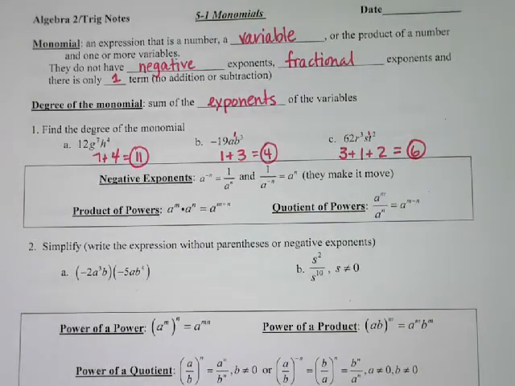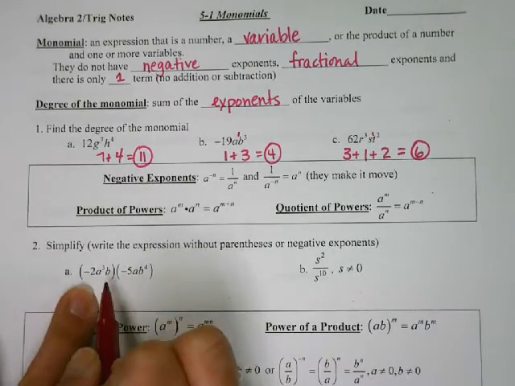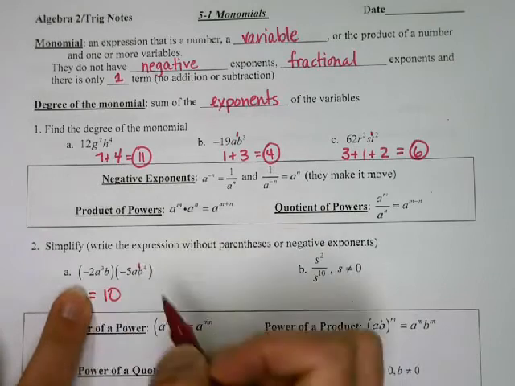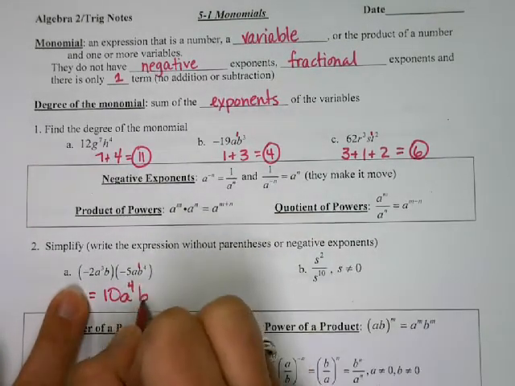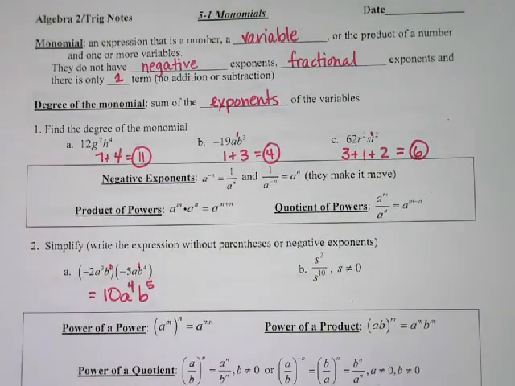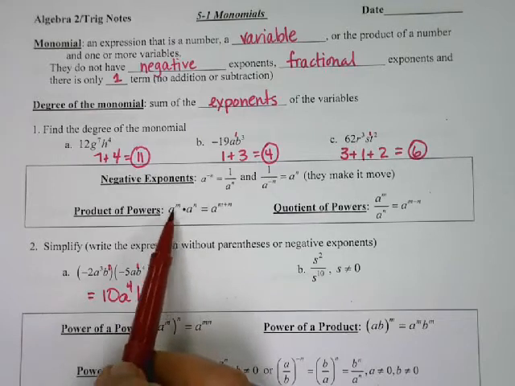Alright, so simplify, it says in number 2, write the expression without parentheses or negative exponents. Alright, well let's just rearrange things, or do it a step at a time, I should say. Negative 2 times a negative 5, that would give me a positive 10. I have a cubed and a to the first, so I have a total of a to the fourth. And I have b to the first and b to the fourth, so I have a total of b to the fifth. So I have 10, a to the fourth, b to the fifth. I added my exponents, kept my base, add my exponents.